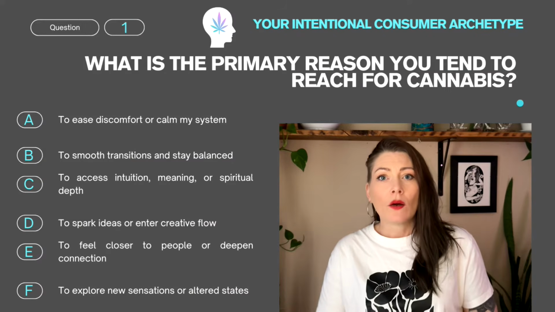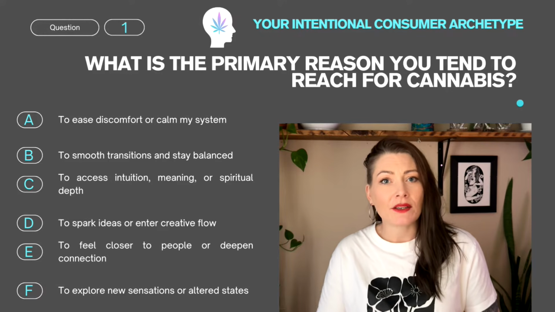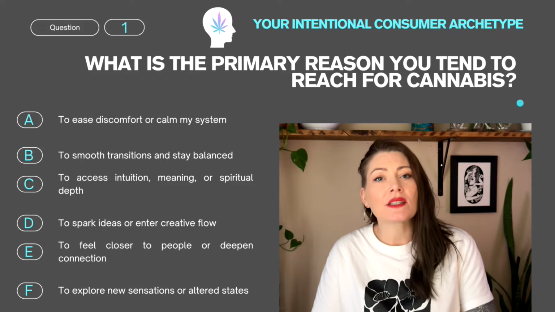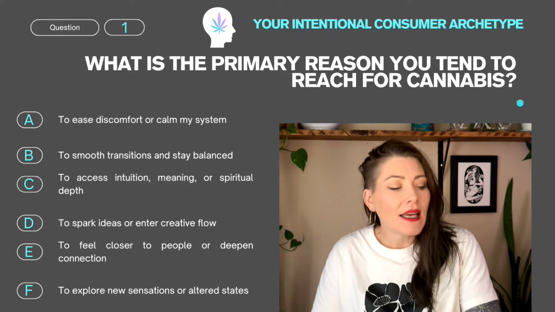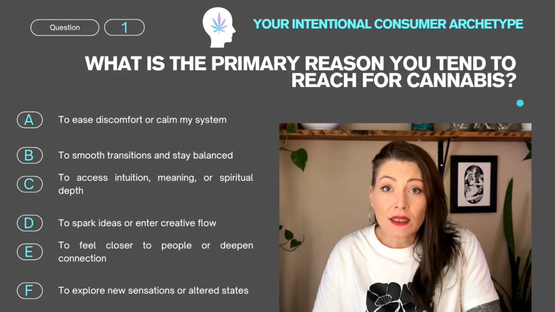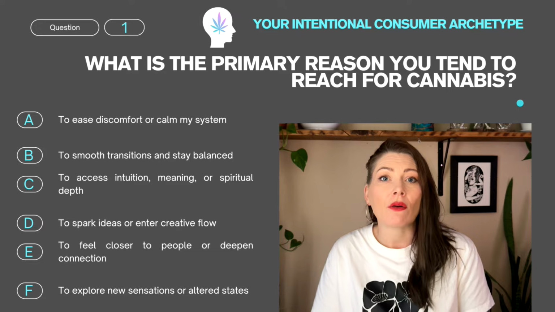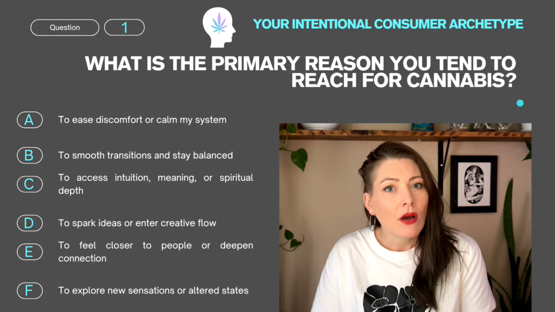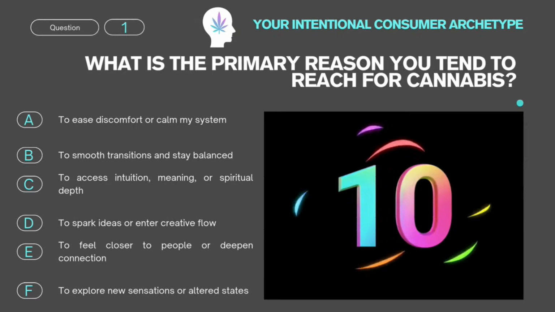Question number 1. What is the primary reason you tend to reach for cannabis? A, to ease discomfort or calm my system. B, smooth transitions and stay balanced. C, access intuition, meaning, or spiritual depth. D, to spark ideas or enter creative flow. E, to feel closer to people or deepen connection. Or F, to explore new sensations or altered states.